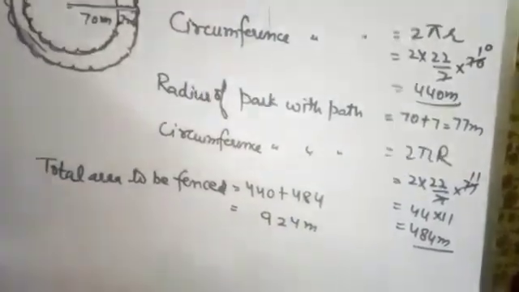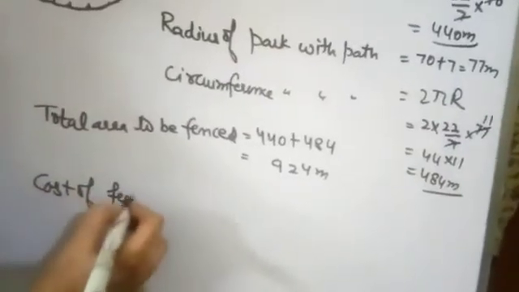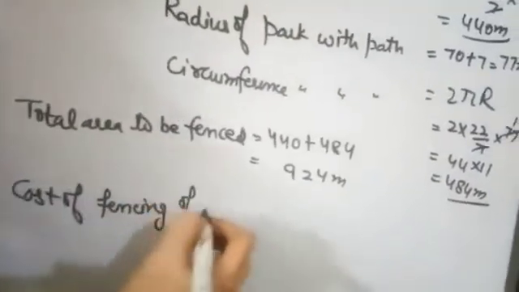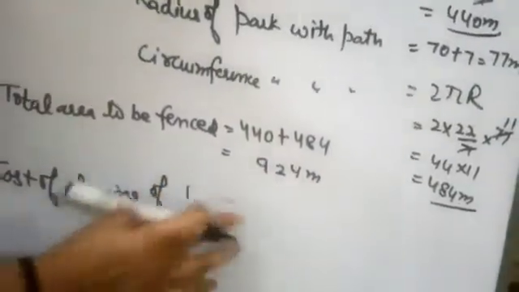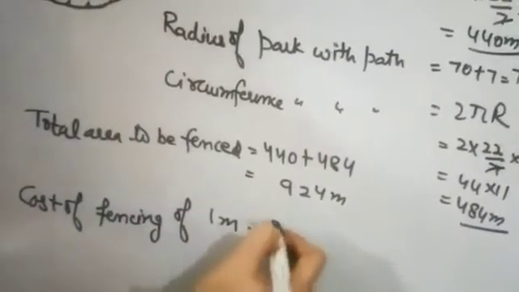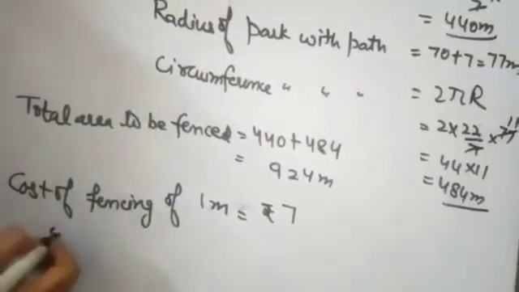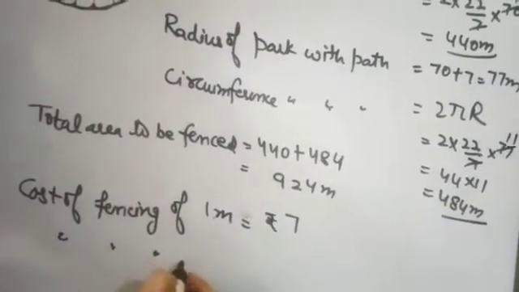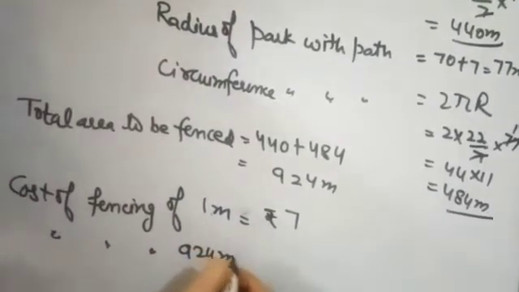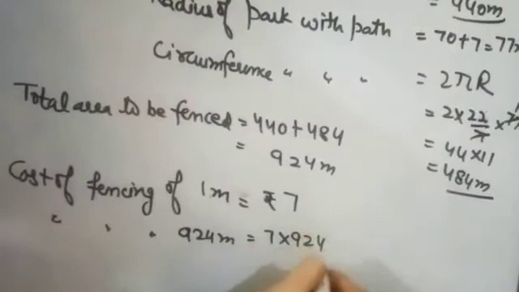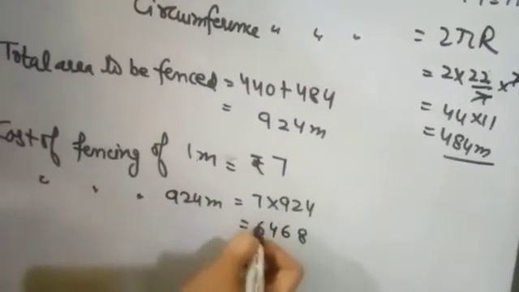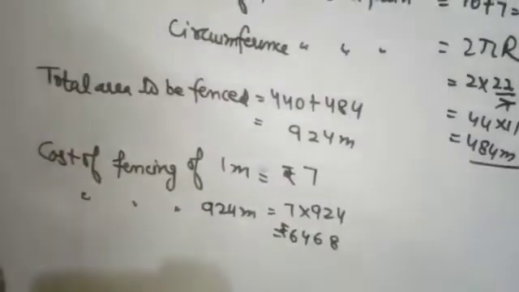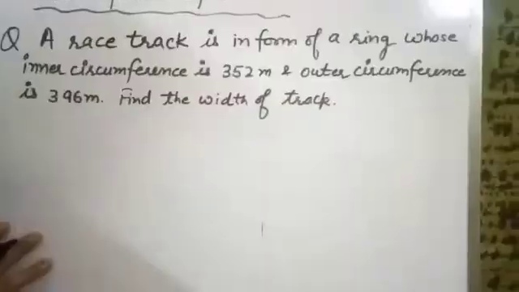924 meter. Now the cost of fencing is given to us for 1 meter, sorry, not square meter, it is 1 meter, that is ₹7. And how much length do we have to fence? 924 meter. 7 into 924, ₹6,468.